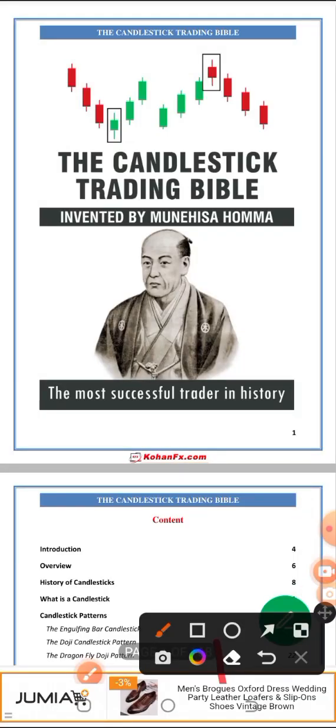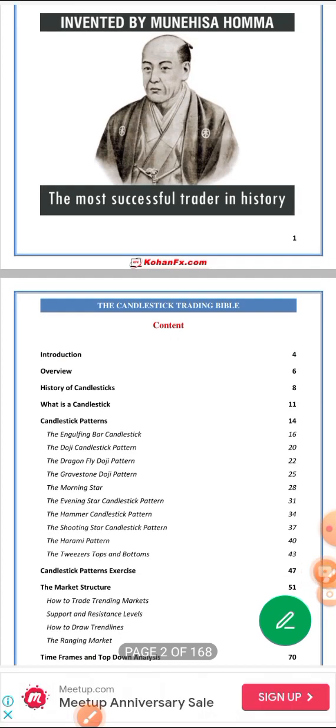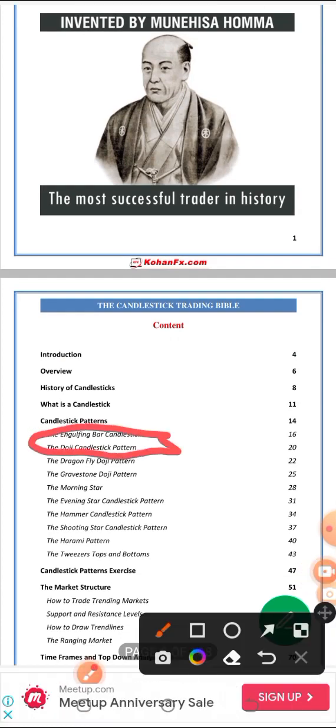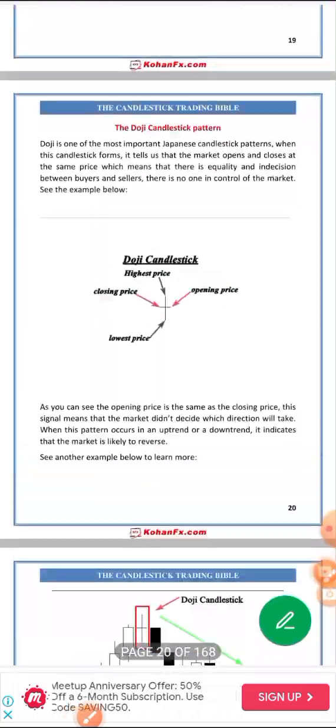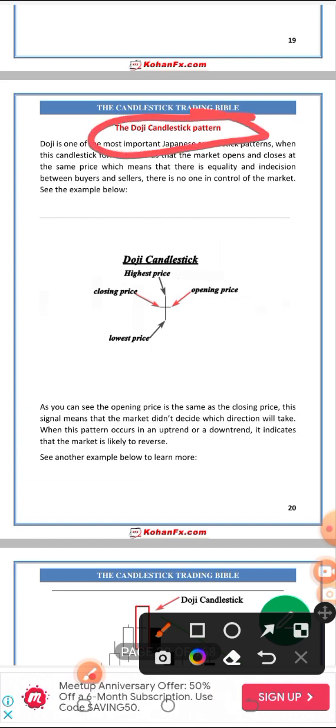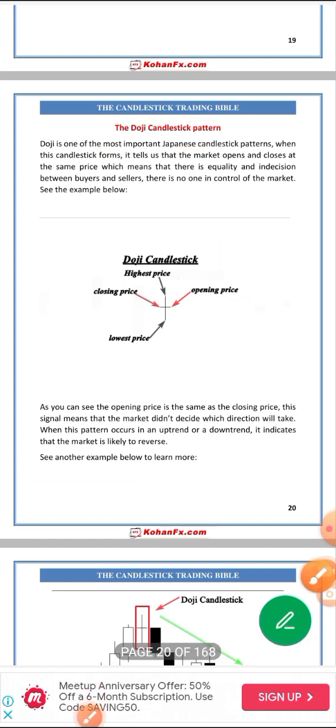It has a lot of content you can go through and read, and let's go straight away to the Doji candle on page 20, and we read through and see what we can understand by the Doji candlestick pattern. He's saying a Doji is one of the most important Japanese candlestick patterns. When this candlestick forms, it tells us that the market opens and closes at the same price, which means that there is equality and indecision between buyers and sellers. There is no one in control of the market.